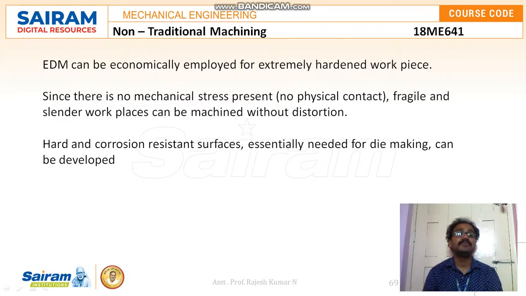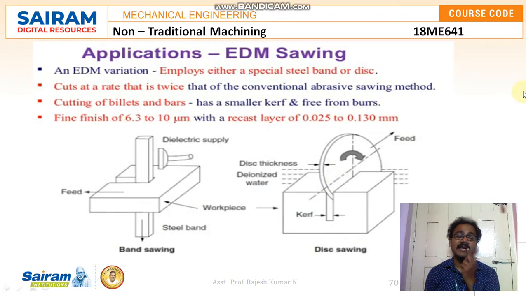So EDM can be economically employed for extremely hardened workpieces since there is no mechanical stress present, that is, no physical contact. Fragile and slender workpieces can be machined without distortion. Hard and corrosion resistant surfaces essentially needed for die making can be developed. So let us see the applications with respect to specialized names.